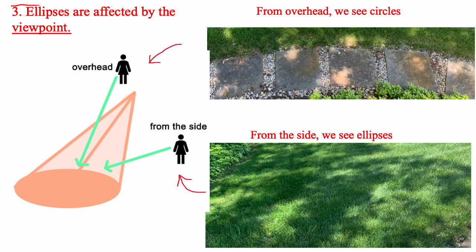The third factor affecting ellipses is the viewpoint. When I look down at a spot of light, my line of sight is nearly parallel to the axis of the cone, and in this position, the ellipses look nearly circular. When standing on the ground looking at the spots from the side, they look more elliptical.